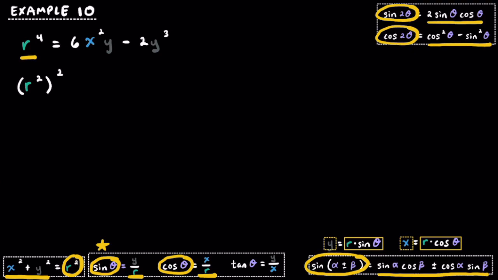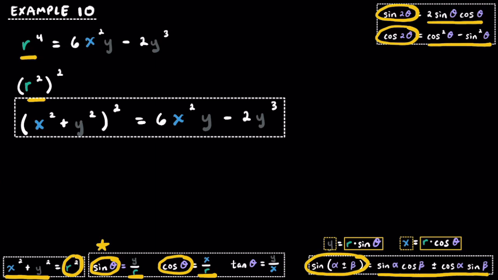All right, so if we take a look at that way, we know what r squared is equal to. So going ahead and making that substitution, on the left side we'll write x squared plus y squared, and that whole thing is going to be squared. And that's going to be equal to 6 times x squared. This is the right side, I'm not really doing anything, we're just copying it down. And this is minus 2 times y to the third power. After all that, this is our equation in rectangular form.